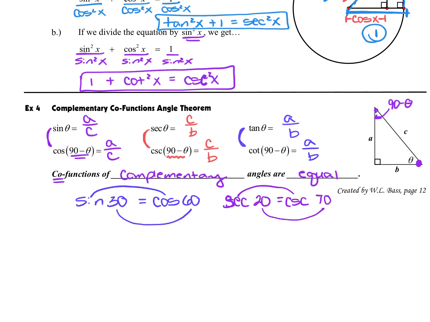The last one I can look at is I could say the tangent of, let's say, 10 degrees is going to equal the cotangent of 80 degrees because these are complementary and these are co-functions. So that's how we're going to apply this idea.